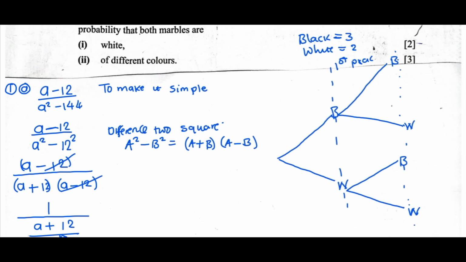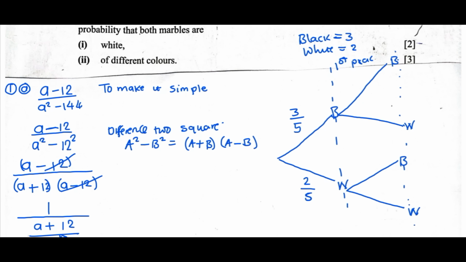Now let's look at what we are supposed to do with the first pick. For the first pick, we'll just look at how many marbles were black. So it's 3 over the total. We add 3 plus 2 which gives us 5. Then white were 2 over the total 5. So it's always the total of that number.